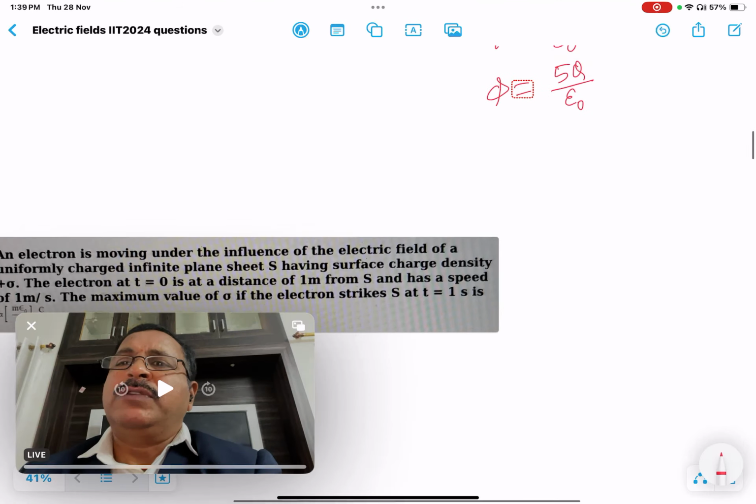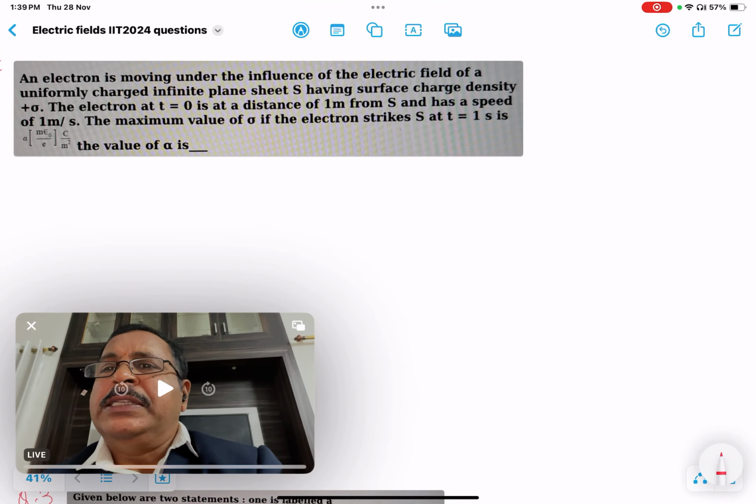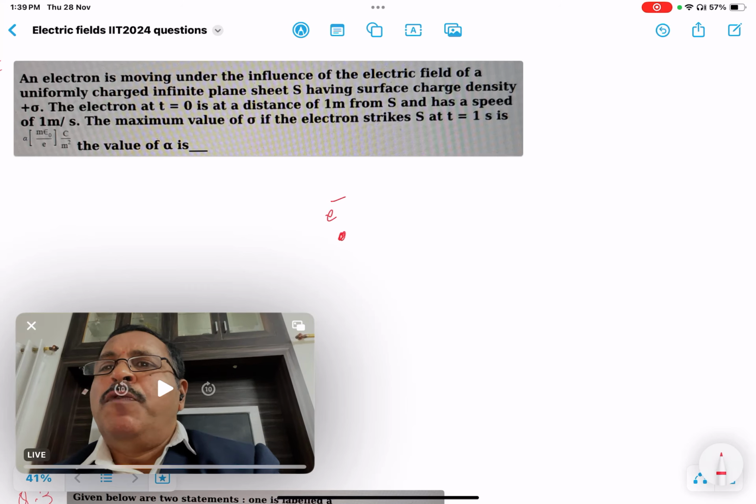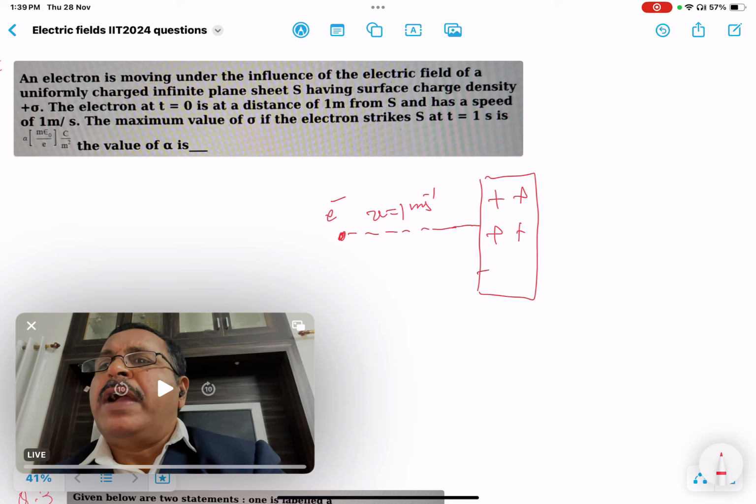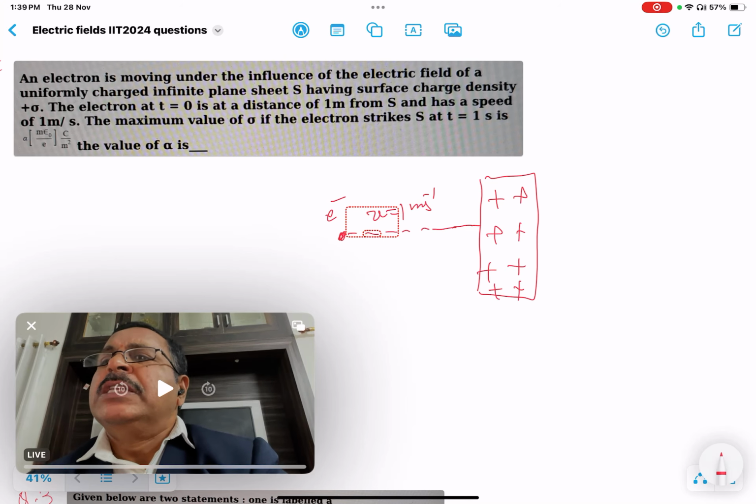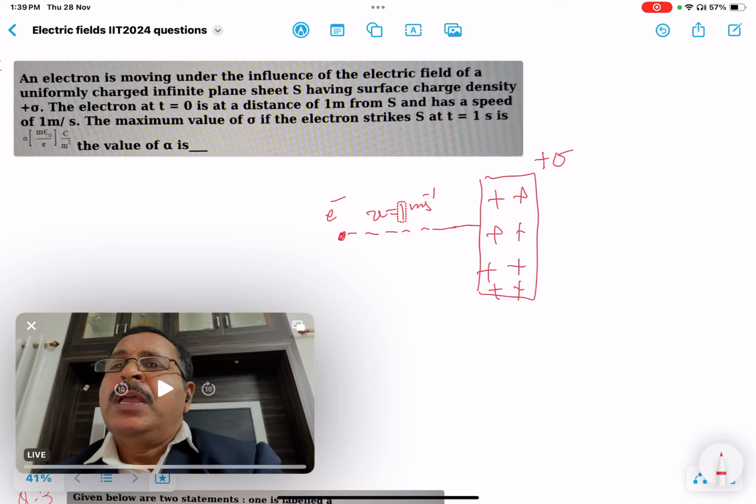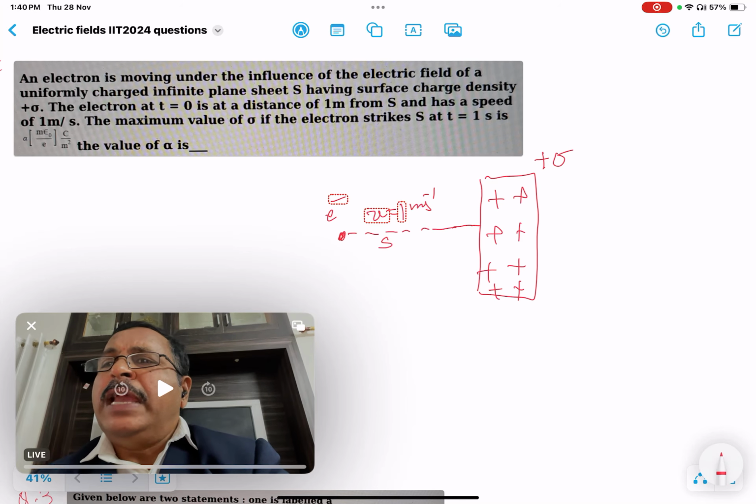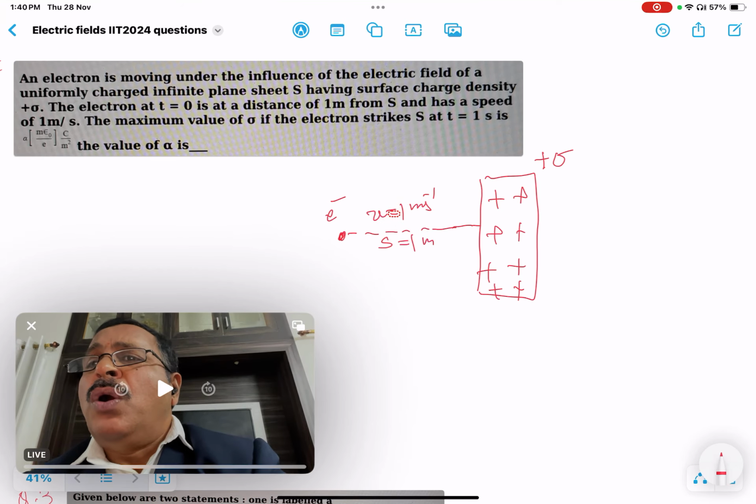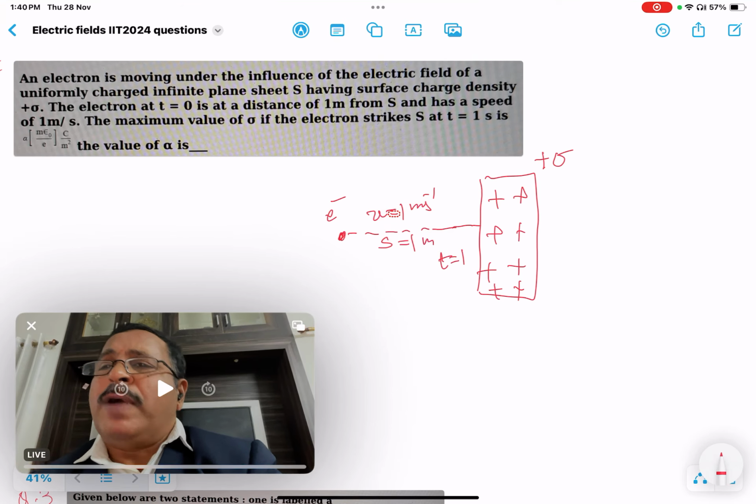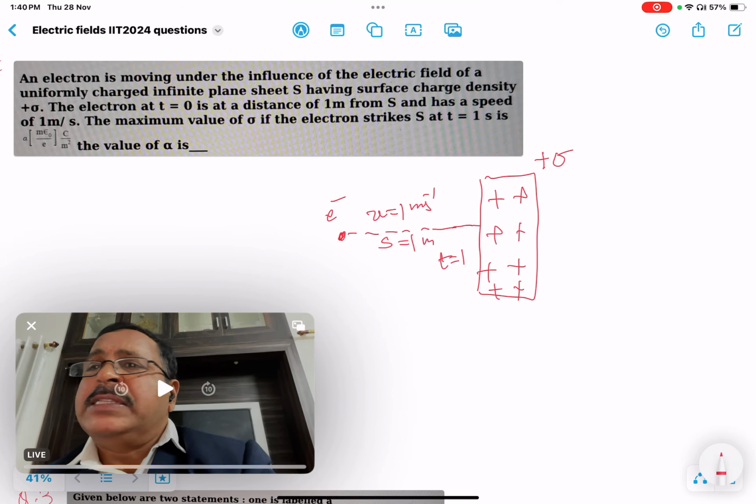Okay, let us go to the next question immediately. An electron is moving. This is the electron here. It is moving with some velocity u equal to 1 meter per second towards an infinitely charged plane sheet. Its surface charge density is given as plus sigma. Now, the distance of the electron from the sheet is given as 1 meter. Okay, it is situated at a distance of 1 meter from the sheet. Now, in time t equal to 1 second, it strikes the surface.